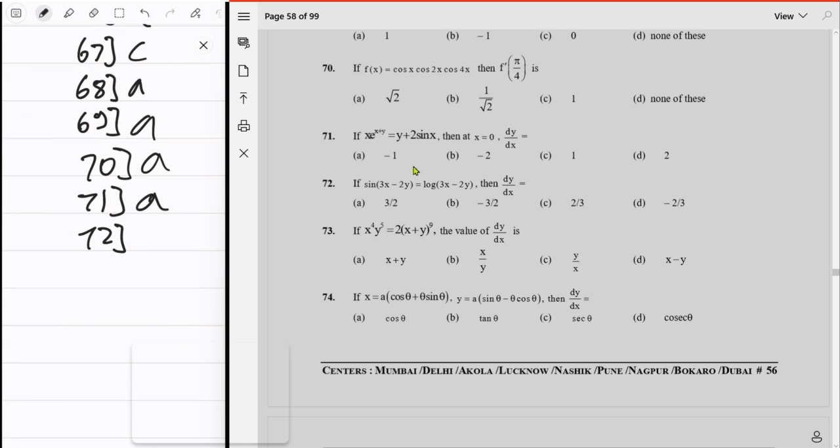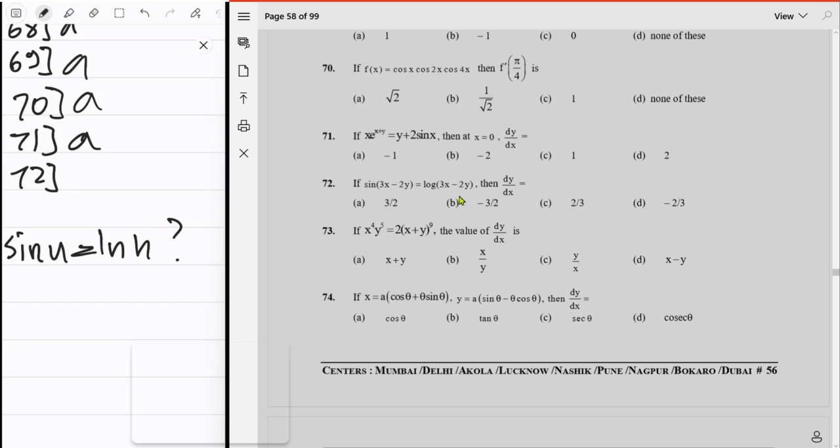72 is: if sine of 3x minus 2y is equal to log of ln of 3x minus 2y, then dy upon dx is. Okay, this is really bad. Wait a second, this is like saying sine of u is equal to log of u, where u is just 3x minus 2y, right? Yeah. So when does this happen? Sine u equal to ln u?